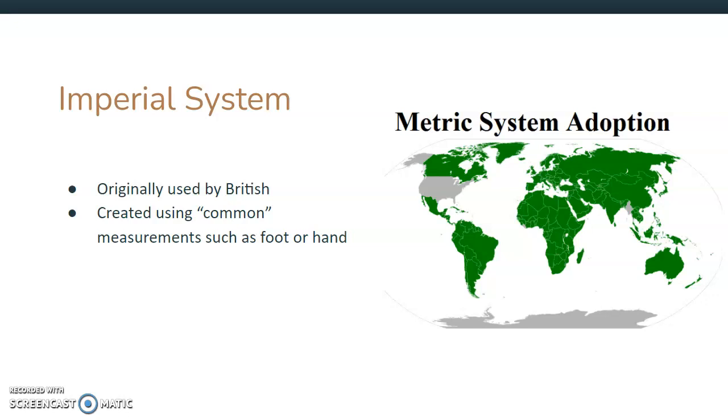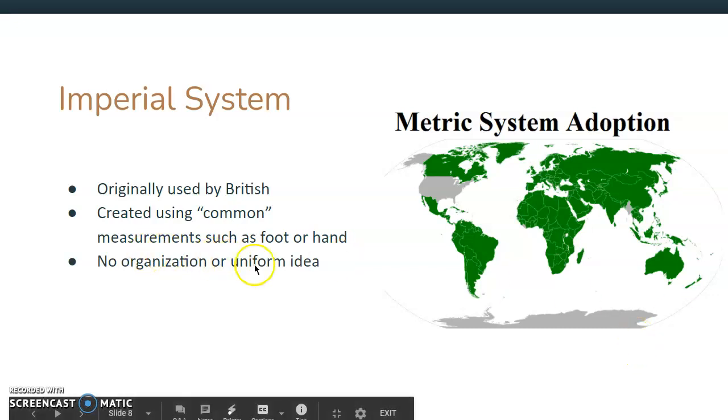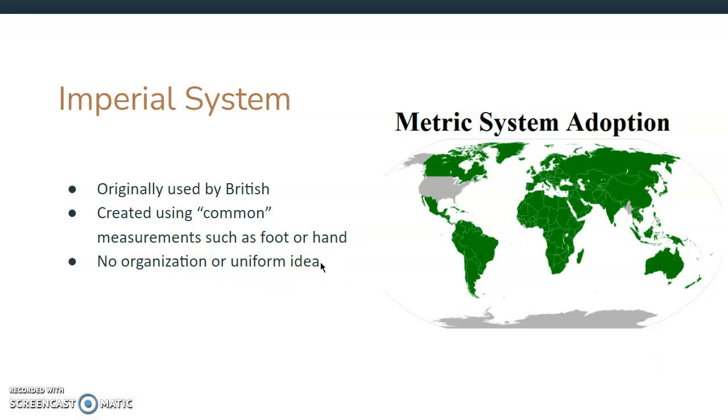But as you can imagine, that system is imperfect because everyone's hand is a little bit different. Everyone's foot is a little bit different. So it's not very precise. It may be more convenient or easier because we always have these appendages, but it's not always ideal. The hard part is it doesn't have any organization or uniform idea. So it's not like our base 10 where everything goes up by 10, down by 10.